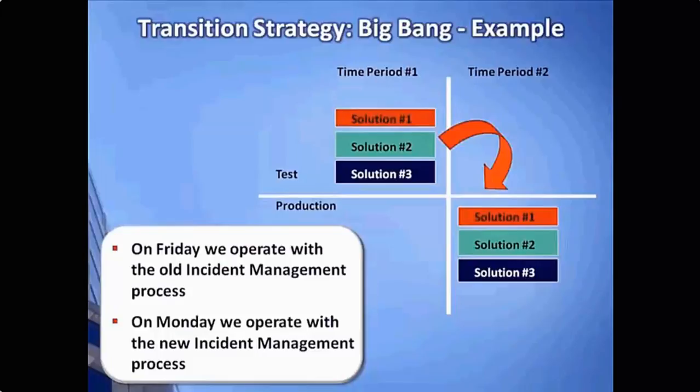So let's take a look at an example of a Big Bang approach. On Friday, we operate with the old incident management process, whatever is current state, what we're using today. Using the Big Bang approach, we're going to move everything in all at once so that when we come up on Monday morning, we will now operate with the new incident management process and everything that goes with it. Again, this is a very straightforward, simple approach. Remember, however, that it carries the most risk because there is no fallback if it turns out that the new incident management process does not work correctly when you start it on Monday morning.